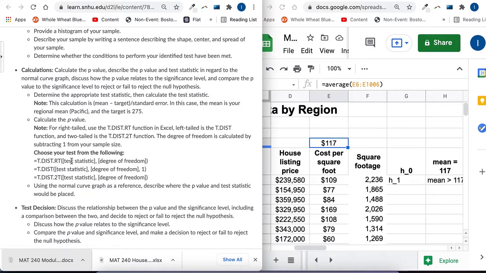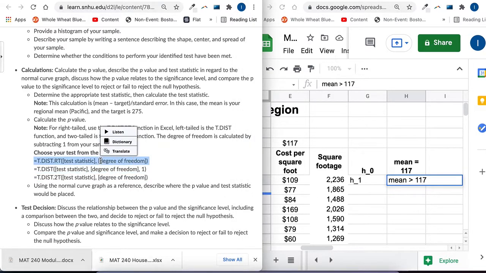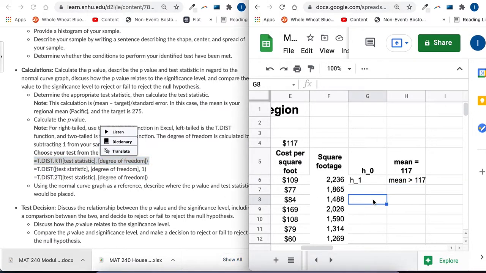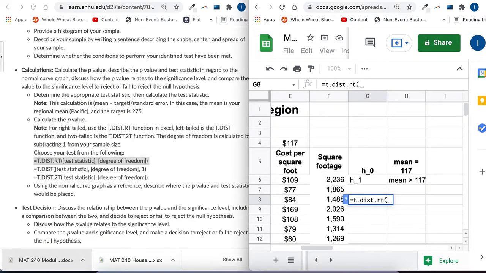So calculate the p-value. That's where we're going to want to use one of these functions. They give you all three. This is for a two-tailed test. Look, this is a one-tailed hypothesis test because it's only one direction. It's the right side. So we want to use this one. So I'm going to type equals T.DIST.RT. The RT means right-tailed. The test statistic, I actually don't have that, so hold on before we do that.